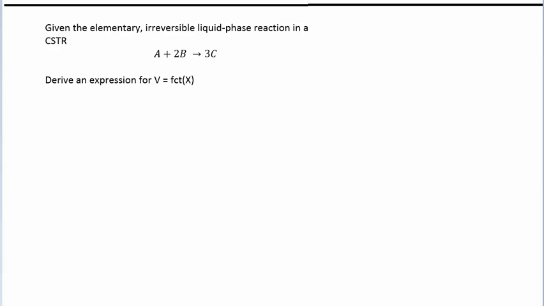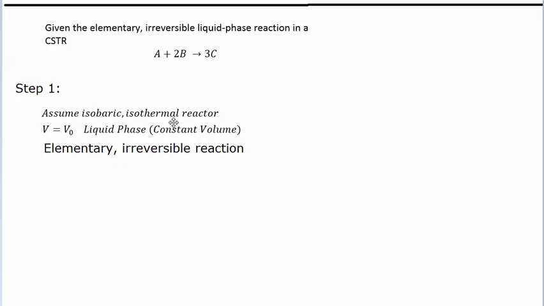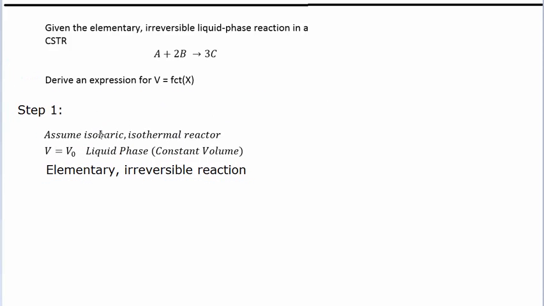Step 1, once again, is that we write out our assumptions. It's going to be the same assumptions as last time, that the reactor is isobaric and isothermal. It's a liquid phase reaction, so there's no change in volume. And we're going to say that the rate law is elementary and irreversible. Since it's elementary and irreversible, the rate of consumption of A is going to be equal to the forward rate constant times the concentration of each of the reactants raised to their stoichiometric coefficient. So here, C sub A is raised to the 1, and C sub B is raised to the second power.